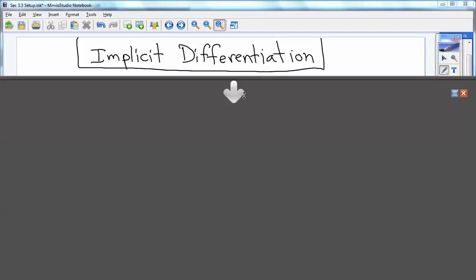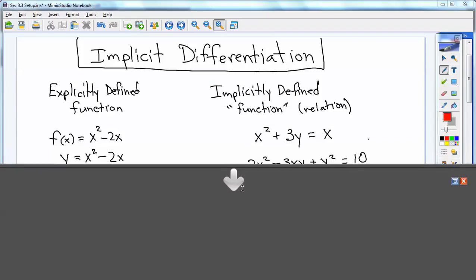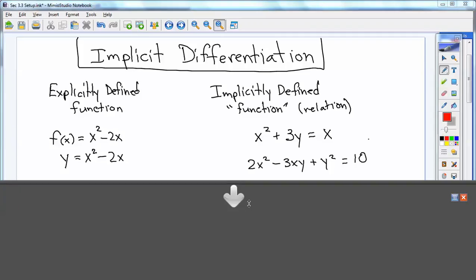And if we can write it as just y equals, that's an explicitly defined function. Okay, so y equals x squared minus 2x, or f of x equals x squared minus 2x. That's explicitly defined. Implicitly defined means the x's and y's are all mixed up.